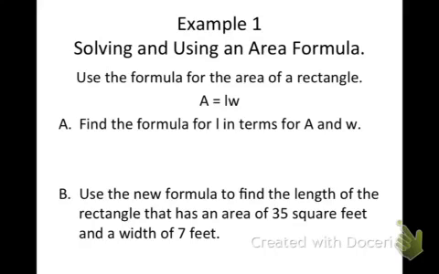A. Find a formula for L in terms of A and W. B. Use the new formula to find the length of a rectangle that has an area of 35 square feet and a width of 7 feet.